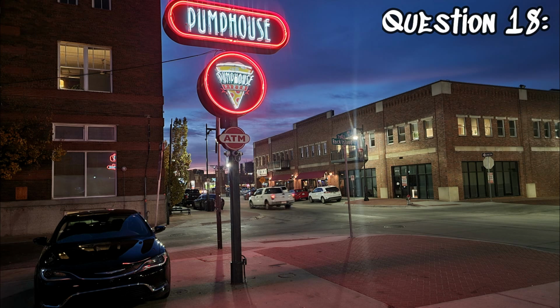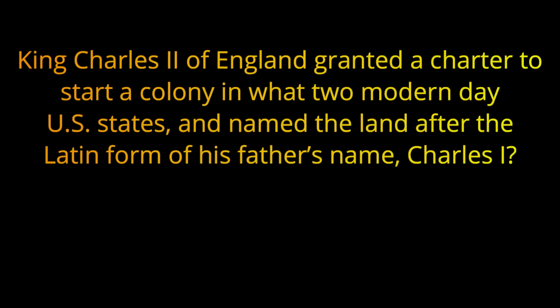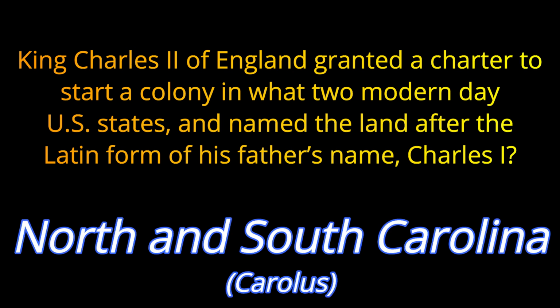Question 18. King Charles II of England granted a charter to start a colony in what two modern-day U.S. states, and named the land after the Latin form of his father's name, Charles I? The Latin form of Charles is Carolus. Those states were North and South Carolina.